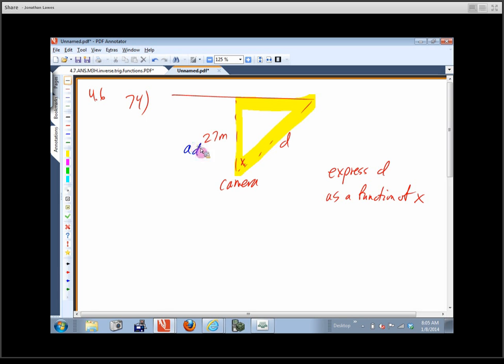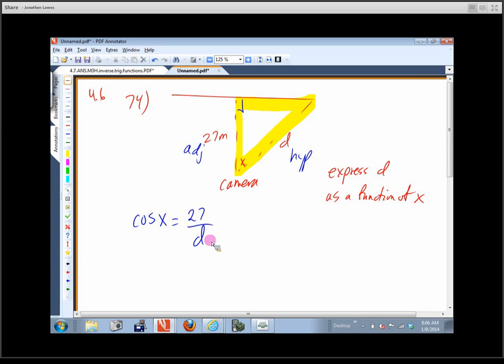This would be the adjacent. And what name does this one have? This one's the hypotenuse. Don't really have a choice about that, do we? Because this is the right angle, and across from the right angle is the hypotenuse. So think for a second. If you've got the adjacent and the hypotenuse, we should know what trig function relates those. Cosine, right? So the cosine of the angle x should be equal to the adjacent, which is 27, over the hypotenuse, which is d.